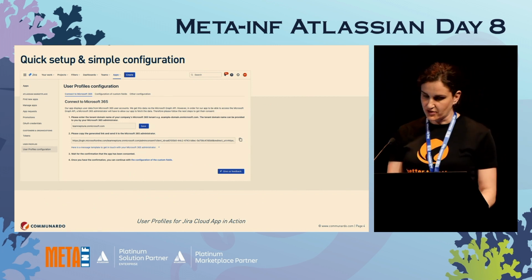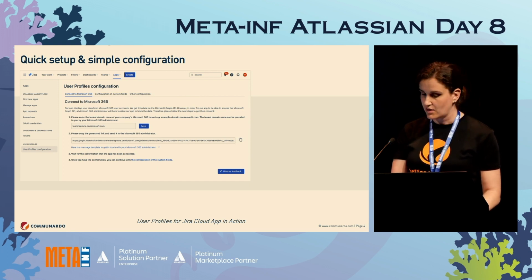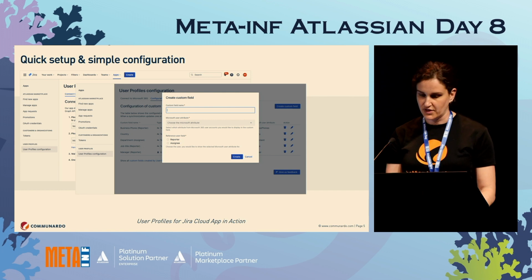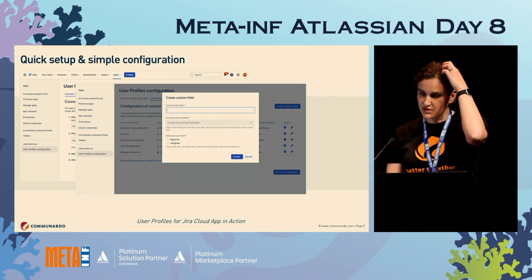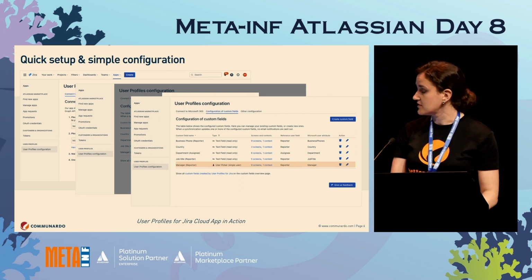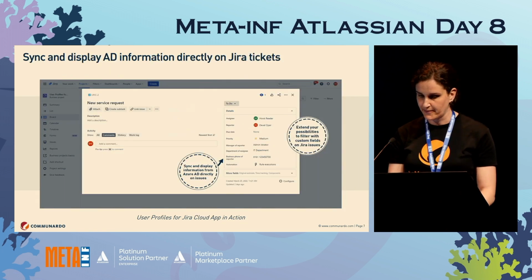So to get started with user profiles, you first need to set up the connection to Microsoft 365. Once consented by your admin, you can start creating custom fields for the Microsoft attributes that you want to work with. And as for other custom fields too, you finally need to decide within which projects you want to use them and if you want to display the additional information at tickets.